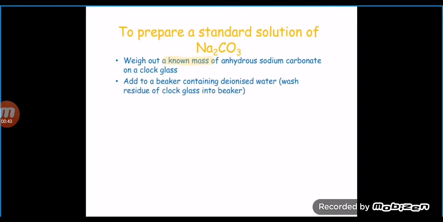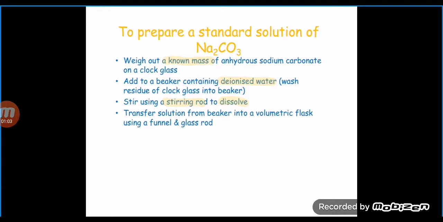The next thing you need to do is add this to a beaker containing deionized water, and it's important to wash the residue of the sodium carbonate off the clock glass into the beaker. The next step is to stir using a stirring rod to dissolve the sodium carbonate. Next, you transfer the solution from the beaker into a volumetric flask using a glass rod and a funnel. You should ensure to rinse any residue off the beaker, funnel and glass rod.